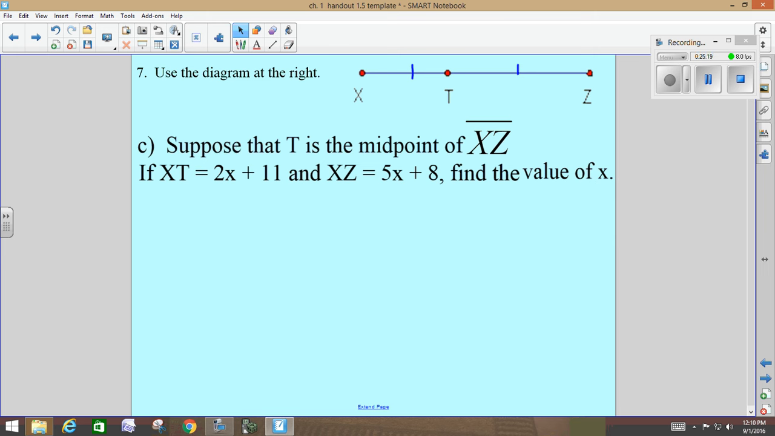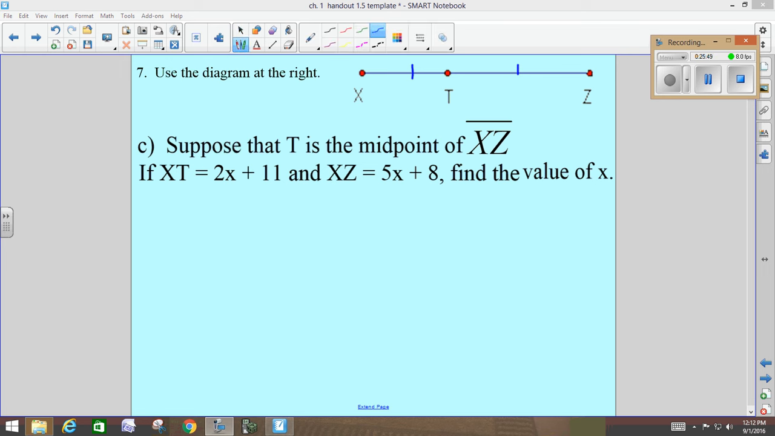All right, so then it says to find the value of x when XT is 2x plus 11 and XZ is 5x plus 8. I'm going to give you a minute here, or two. Okay, so when you label your picture, XT is 2x plus 11, XZ is 5x plus 8.